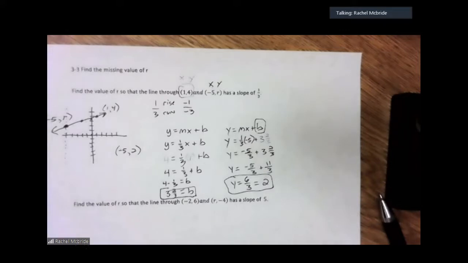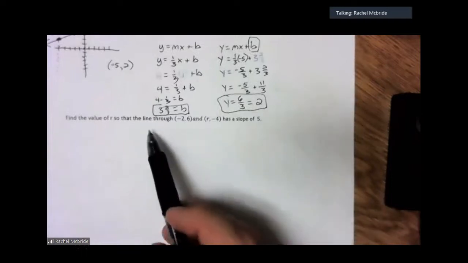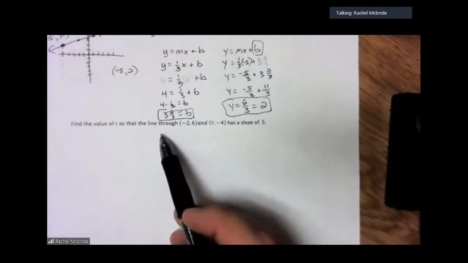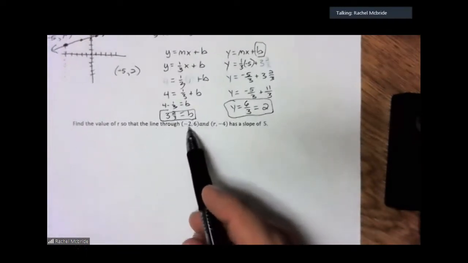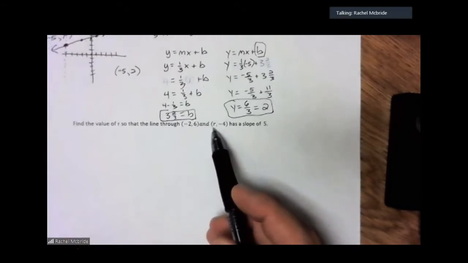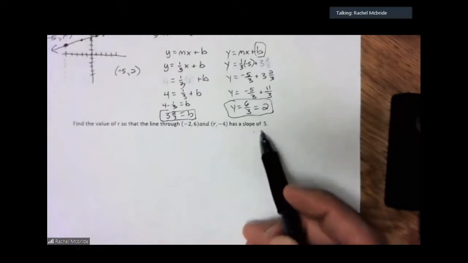All right. So there's 2 ways I showed you can do that. One with the graph, one with this. So let's see. And let's see what I got here. Let's take a look at that next one down here, where you have: find the value of r for the line through -2 and 6, and r and -4 has a slope of 5.